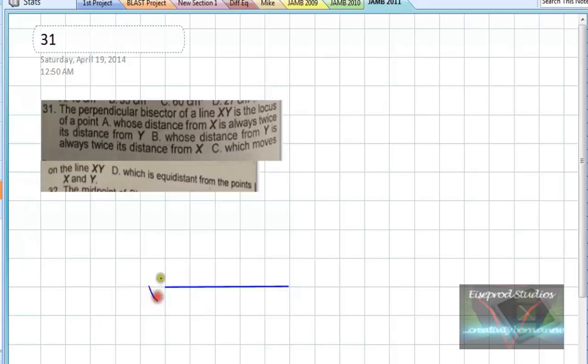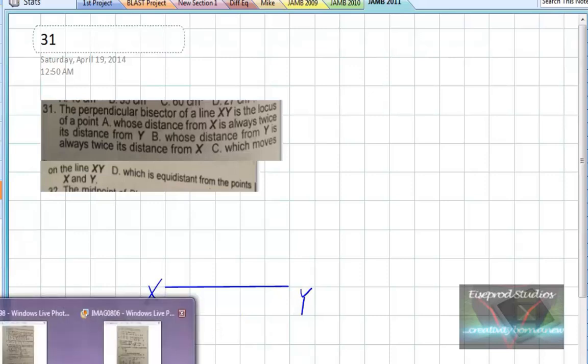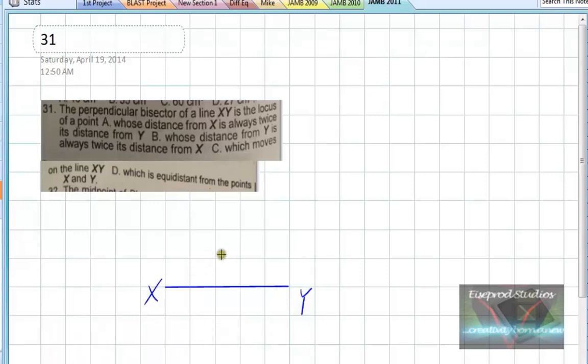So here we have a line, xy, and its perpendicular bisector would look like this. If I can get it to draw straight, it would look like that. If you'll notice, it's right in between the points. It doesn't necessarily always look exactly like this. But if you're talking about a locus, what you're trying to say is that there's some form of equidistance between here and here.